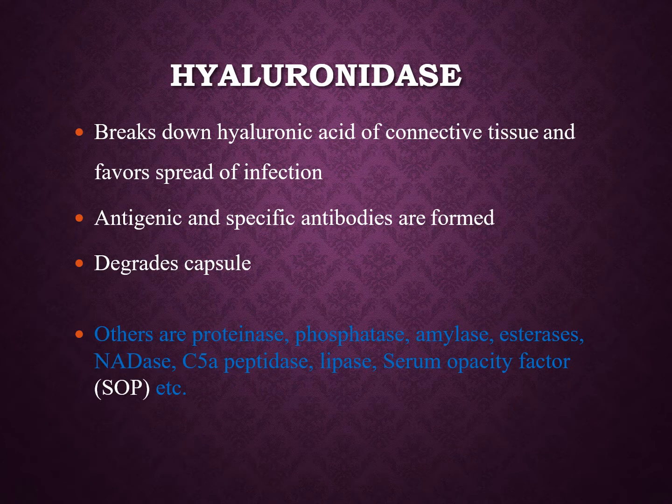So the next important antigenic factor is hyaluronidase. The hyaluronidase enzyme produced by Streptococcus pyogenes breaks down the hyaluronic acid of connective tissue of the host, and it favors the spread of infection. The hyaluronidase is antigenic, and it also induces specific antibodies. It degrades the capsule. Apart from hyaluronidase, many other enzymes are there like proteinase, phosphatase, amylase, esterases, NADase, C5-peptidase, lipase, and serum opacity factor.